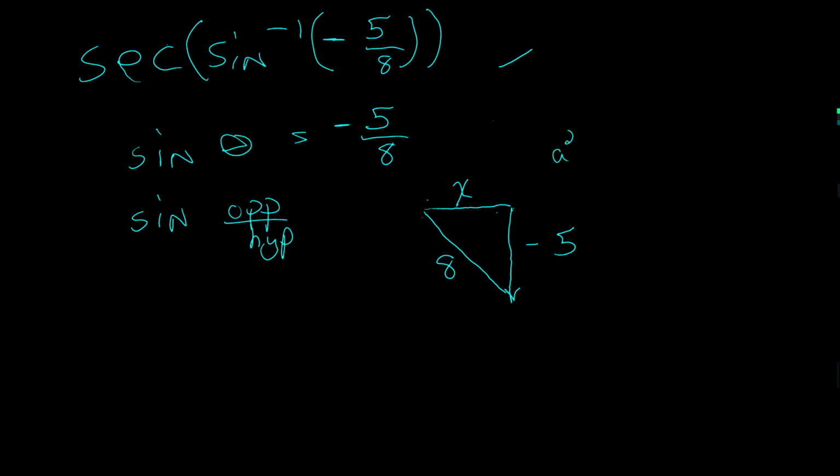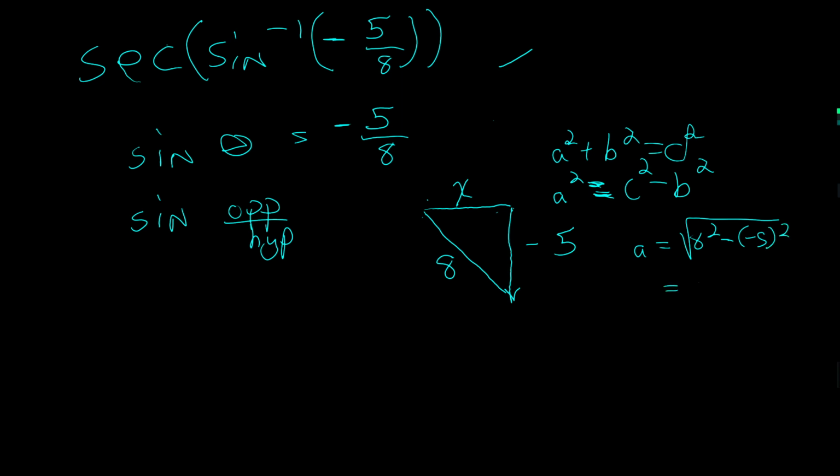But Pythagoras' theorem lets us solve for one of the legs as being the hypotenuse squared minus the other leg squared. So in our case here, the leg we need to know is going to be the square root of 8 squared minus negative 5 squared, or the square root of 64 minus 25, which is the square root of 39. And so now we have our triangle.